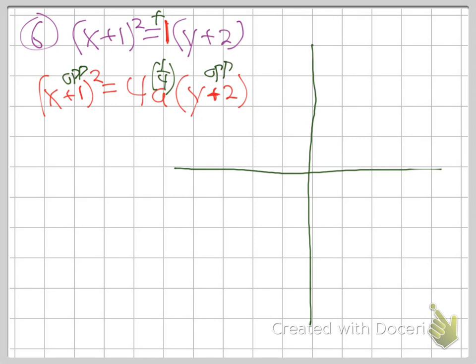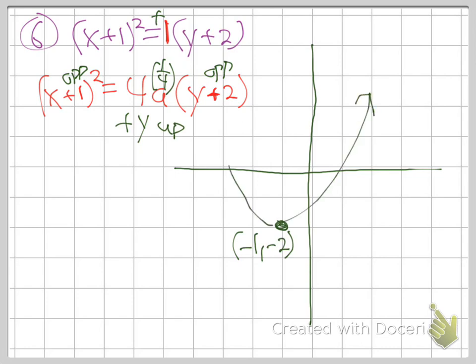So back 1, down 2. There's the vertex, the center. And which way does this parabola go? Up, down, right, or left? Yeah, positive y, up. The right side tells the direction.